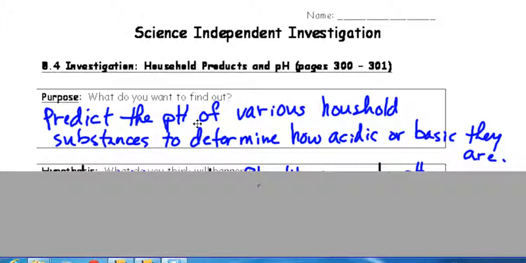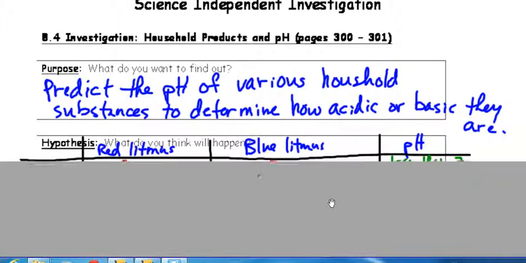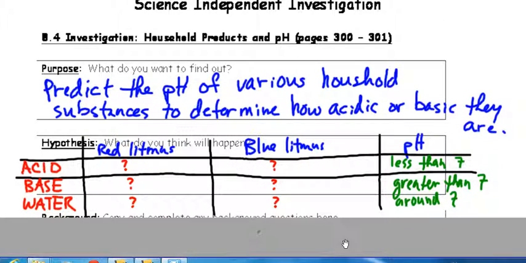First of all, predict the pH of various household substances to determine how acidic or basic they in fact are. So first of all, you have to figure out what happens in terms of the indicators that we're using. We're using red litmus paper, blue litmus paper, and of course the pH that you discovered earlier in an assignment. In an acid, for example, what color should red litmus paper be? What color should blue litmus paper be when present in an acid? And similarly, base and water. So I want you to fill in those question marks. What colors should those be?